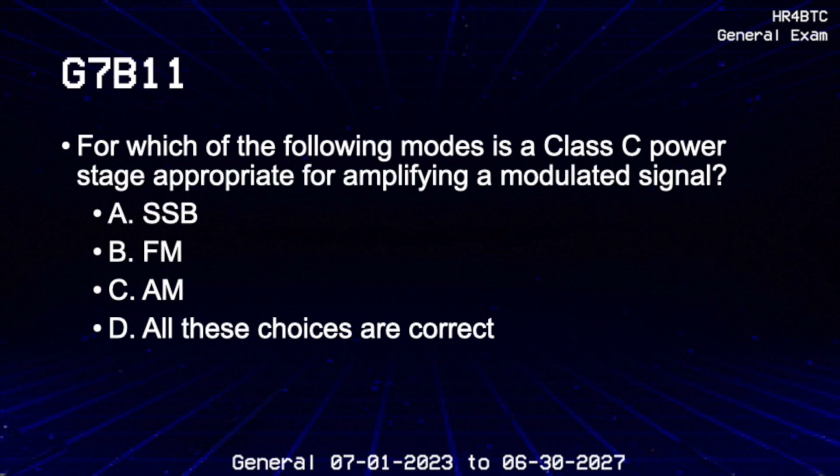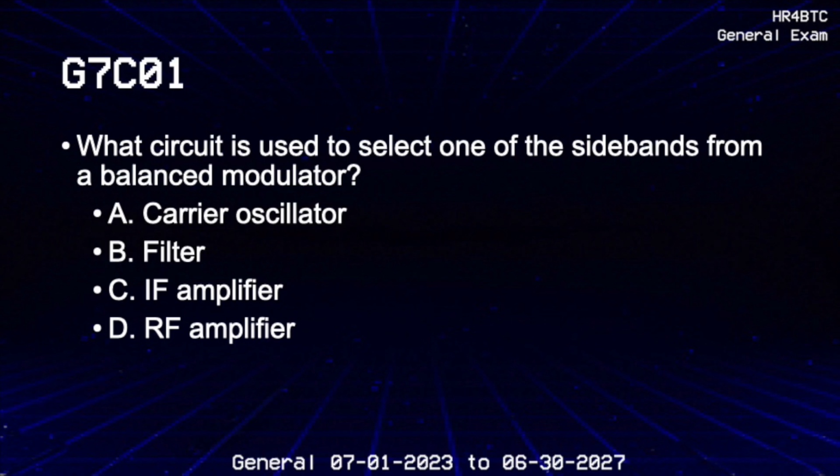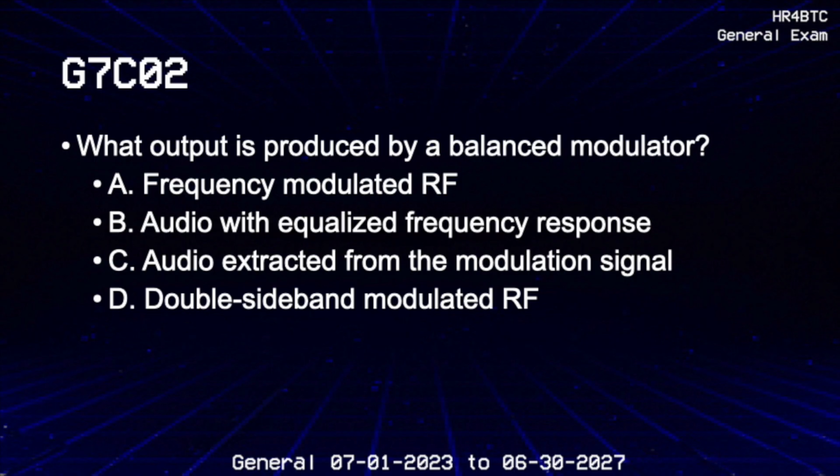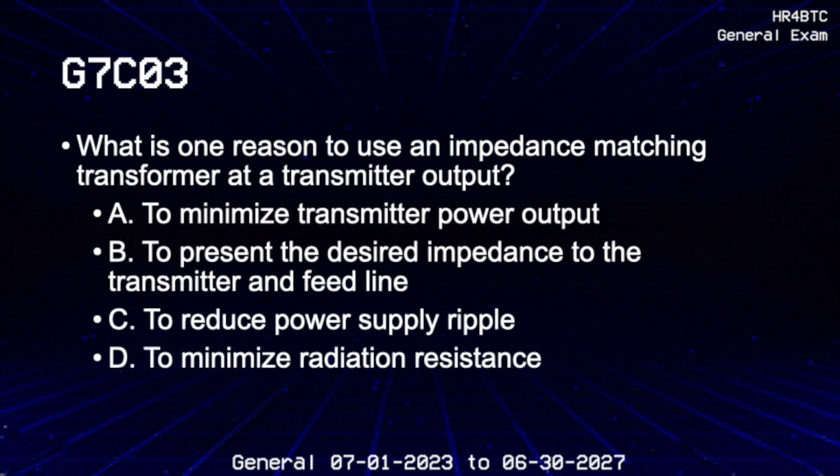For which of the following modes is a Class C power stage appropriate for amplifying a modulated signal? FM. What circuit is used to select one of the sidebands from a balanced modulator? Filter. What output is produced by a balanced modulator? Double sideband modulated RF. What is one reason to use an impedance matching transformer at a transmitter output? To present the desired impedance to the transmitter and feed line.